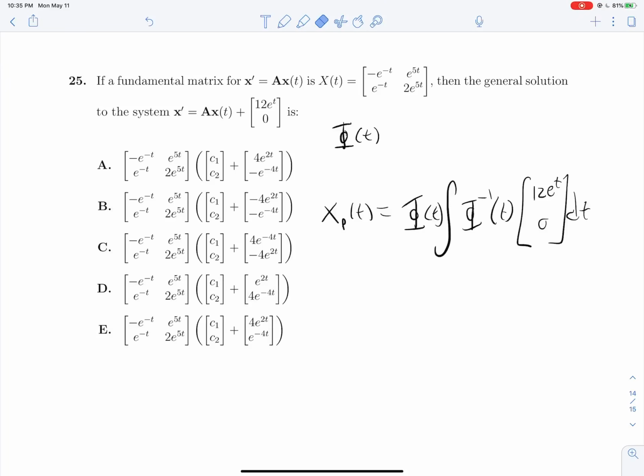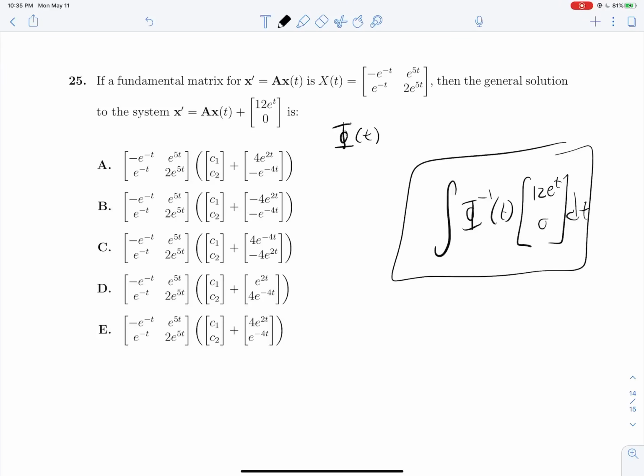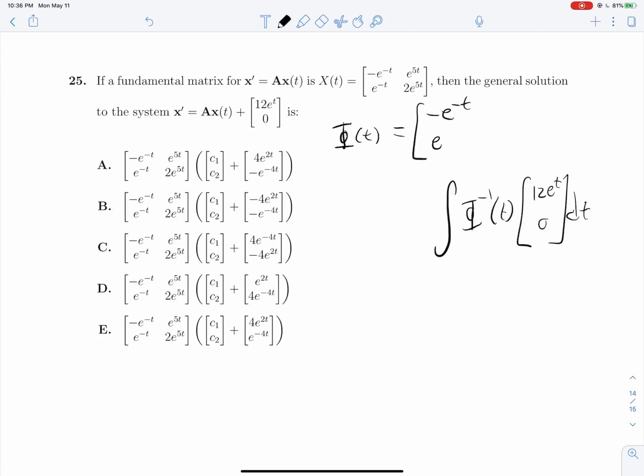And we know what this fundamental matrix is, and more importantly, we don't actually have to compute this bit in the end. All we're looking for is what this is, because you'll see how these answers are formulated. Whatever 2x1 matrix we get here will be multiplied by that fundamental matrix to give us that particular solution. So it's really just this thing that we're looking for. We can drop the phi of t that was sitting outside here. So phi of t is negative e to the negative t, e to the negative t, e to the 5t, 2 e to the 5t.